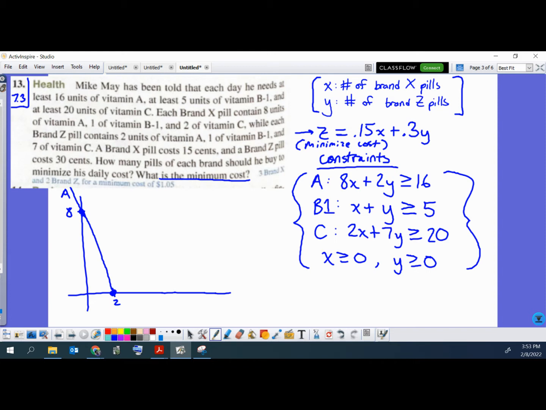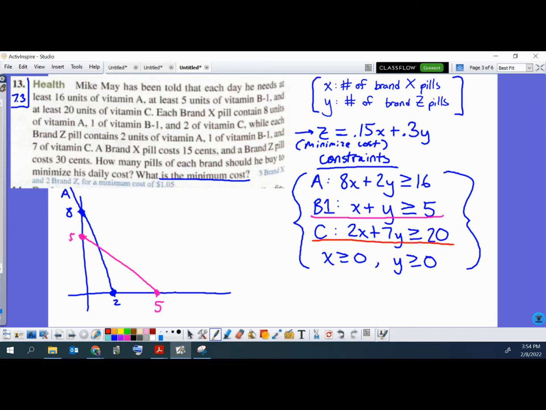All right, the next equation is this B1. And we got x plus y is greater than or equal to 5. So I want x plus y equals 5. And you can solve for y, do y equals negative x plus 5, y-intercept 5, slope of negative 1. Or again, you can do the intercept method. If x equals 0, y equals 5. So 0, 5. If y equals 0, x equals 5. So 5, 0. So here's 5. Here's 5. And here are my points. There's my line.